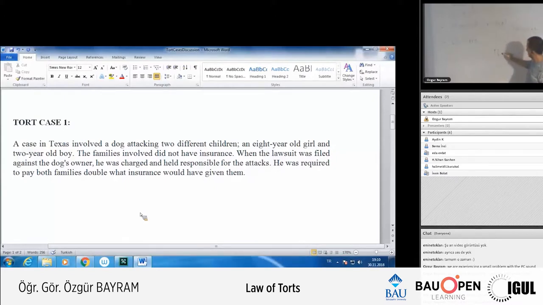T-H-R-E-A-T. Like thread, but letter T, not D. Okay. Thread. No, the thread. Thread is the needle, ucunda oluyor dedik. That's the thread. But do we use it in cinematography and cinema? Thread? Maybe, I don't know.